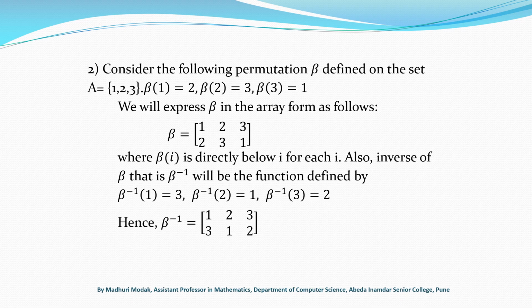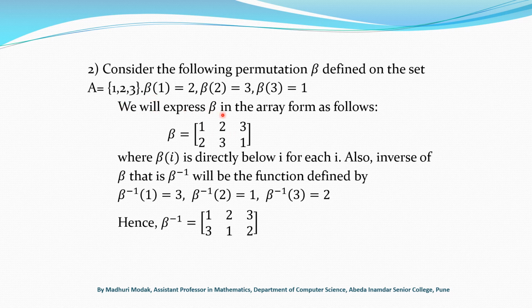Now see another permutation beta defined on the same set. Here beta of 1 is 2, beta of 2 is 3 and beta of 3 is 1. Again see 1 and 2 are distinct elements. Their images are 2 and 3 which are distinct. 1 and 3 are distinct elements. Their images are 2 and 1 which are distinct. 2 and 3 are distinct elements. Their images 3 and 1 are distinct. So distinct elements have distinct images, means it is 1-1. At the same time, codomain contains 1, 2, 3. So 1 has pre-image 3, 2 has pre-image 1 and 3 has pre-image 2. It means every element in codomain has pre-image, so it is onto.